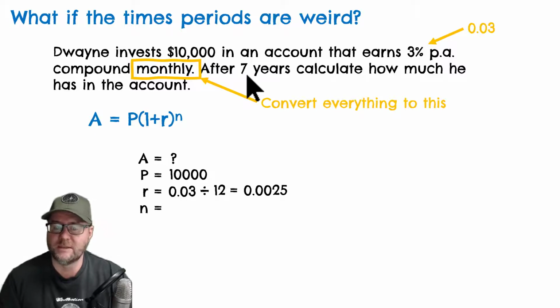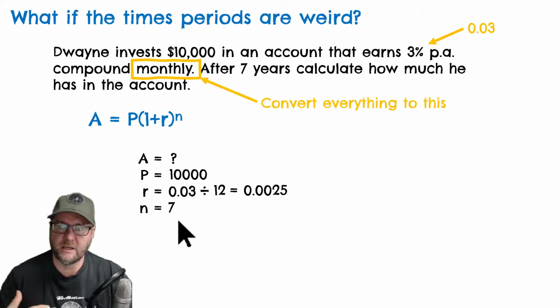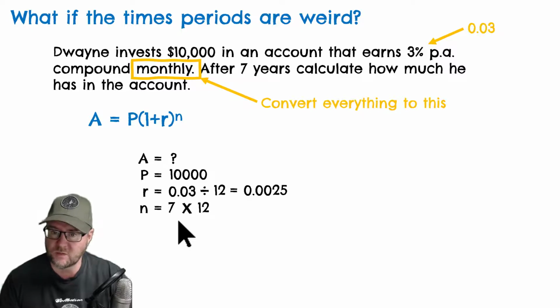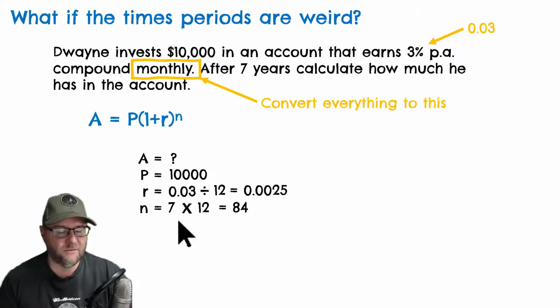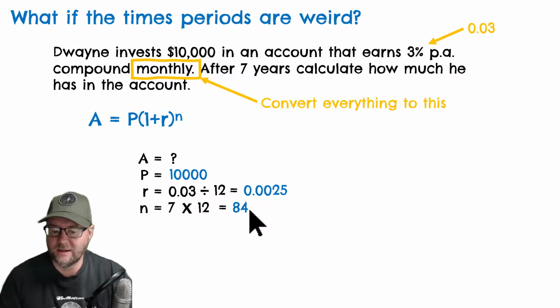Now we're going to do the same with the years. There are 7 years for this investment. 7 years, convert that into months. Well, there are 12 months in every year, so 7 of them must be 7 times 12, which means there are 84 months. And these are the numbers that we're going to use in our formula, because everything now is converted to a monthly equivalent. This is a monthly interest rate, and this is the number of months in the investment.